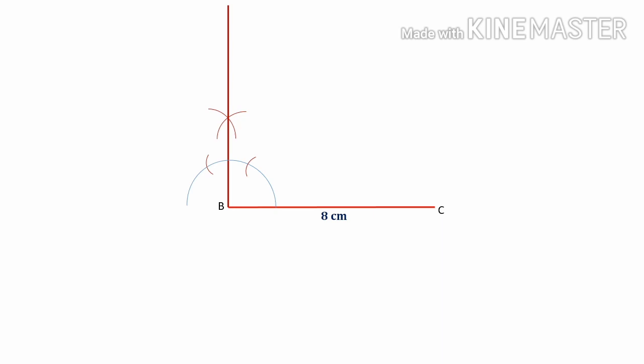Now the AB length is given to us as 6 cm. Take 6 cm in the compass, fix at B, cut the line. Then label the point as A, and the length of AB is 6 cm. Then join A to C using the ruler. Now according to the question, from B we have to draw a perpendicular to AC. In the sense, you have to fix your compass at B and stretch your compass up to the line AC. Draw one arc on the left side and draw another arc on the right side.